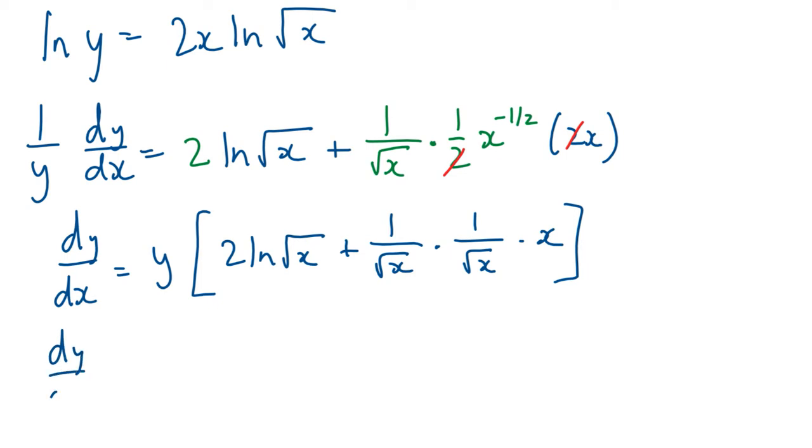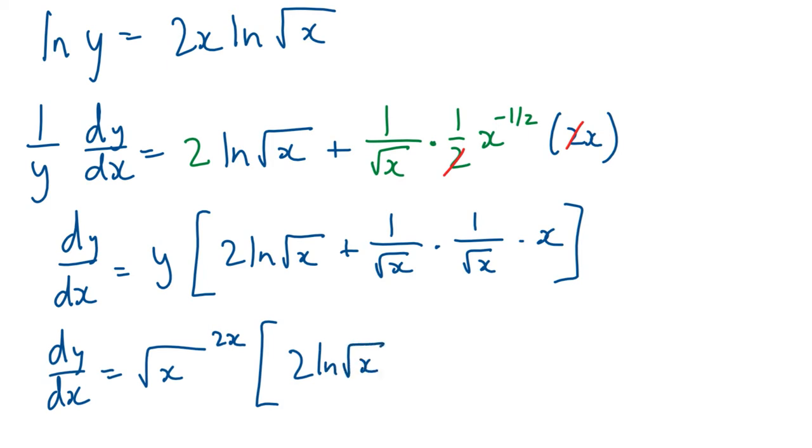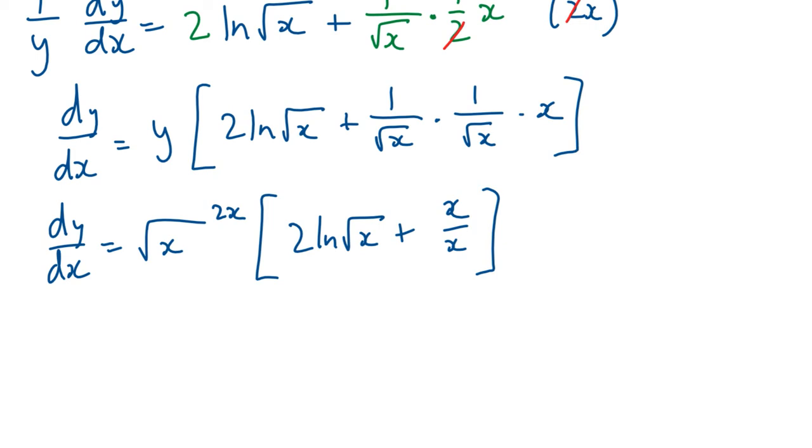Dy by dx equals, I can replace y with root x to the 2x times 2 ln root x plus 1 over root x times 1 over root x is 1 over x times x is x over x. And that obviously works out to 1, and I would rewrite that as 1. Excellent.